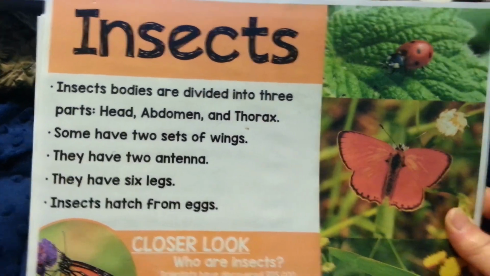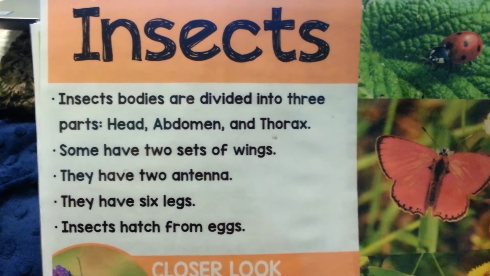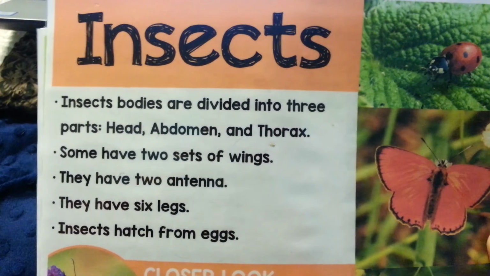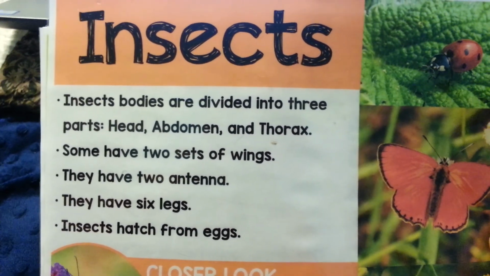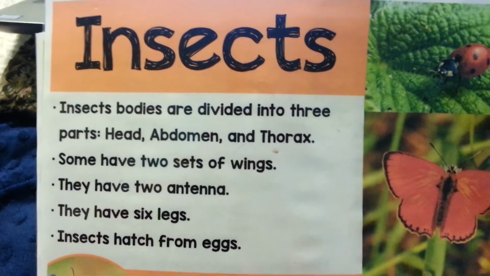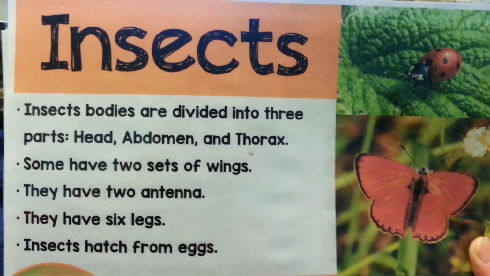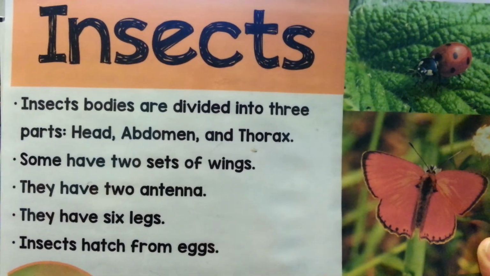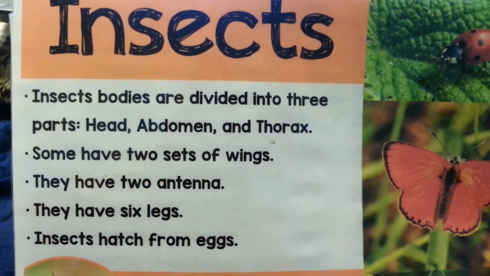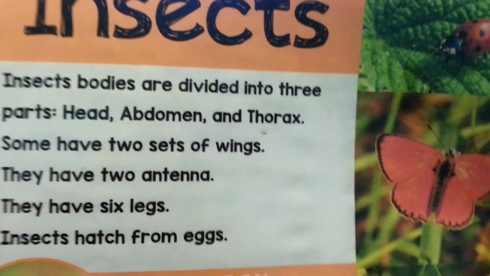And if you look carefully at the list of characteristics of insects, you'll notice, as Mrs. Gregory taught you, insect bodies are divided into three parts: the head, the abdomen, and the thorax. And you all showed me that you knew that really, really well before we left. Some insects, not all of them, but some have two sets of wings. And we can think of the ant, who doesn't have any wings, right? So it's not all of them. They have two antennae, which is true of all insects.